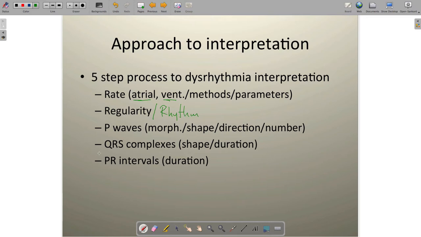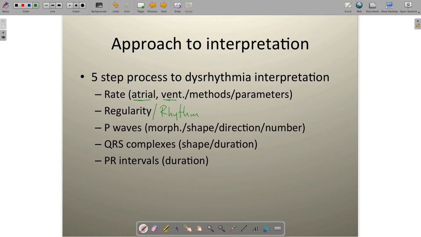And then last but not least, or second to last, we're going to look at QRS complexes. We're going to look at what shape they're in and how long they're lasting. And then lastly, we're going to look at the PR interval. That's going to tell us how long the delay is at the level of the AV node.